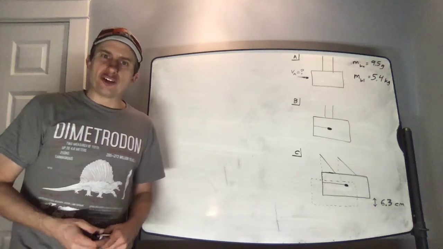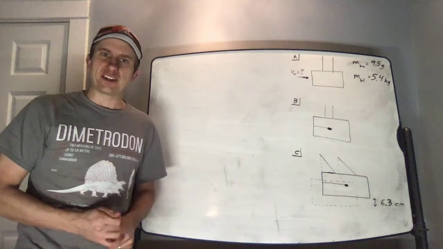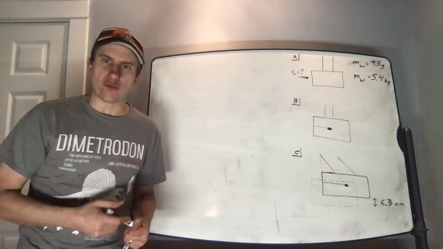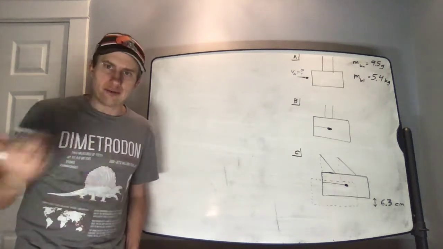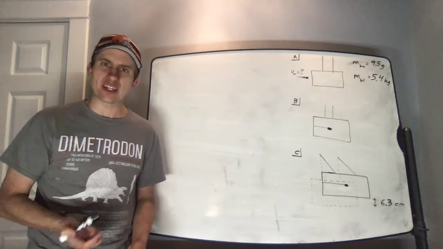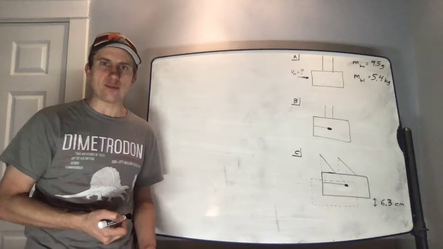The ballistic pendulum problem is a really nice problem that encapsulates the idea of conservation of energy and conservation of momentum. In this problem, we have a large wooden block of mass 5.4 kilograms that is hanging by two strings, and we have a small bullet of mass 9.5 grams.